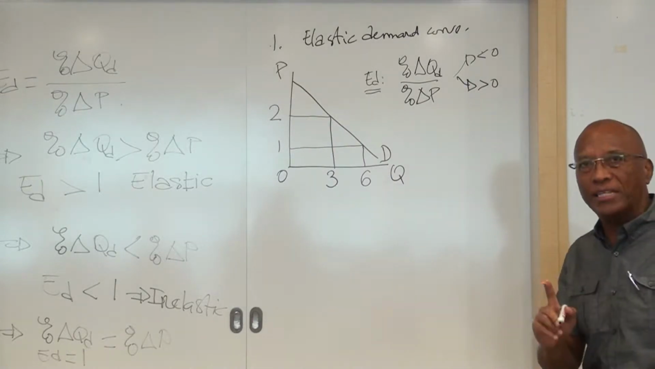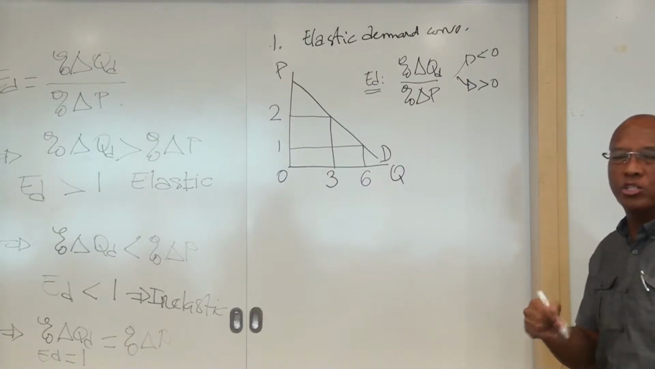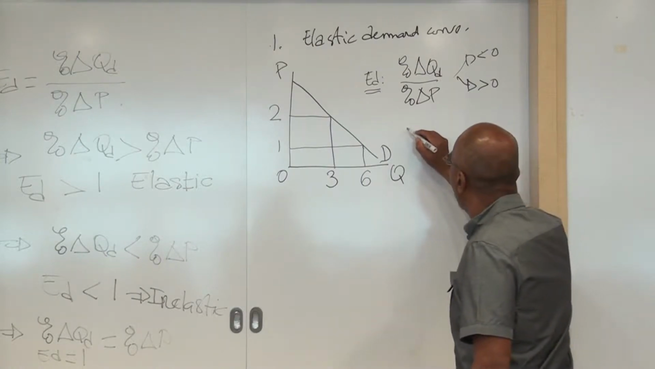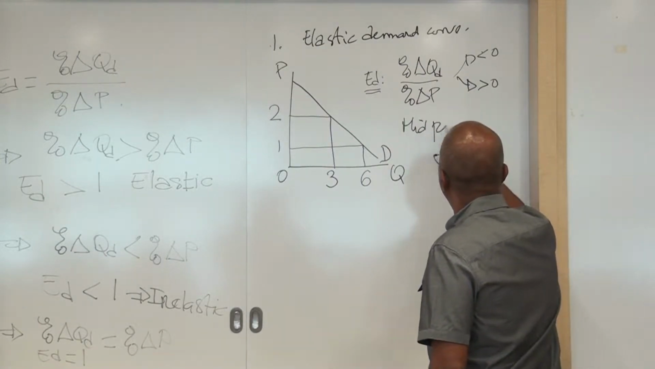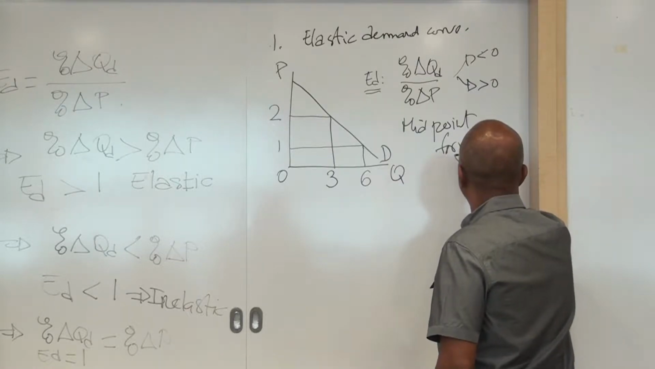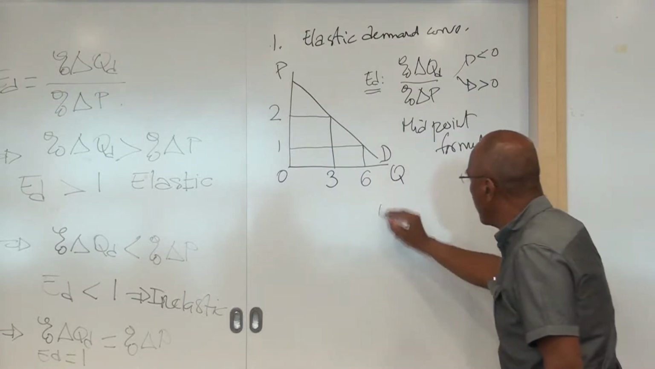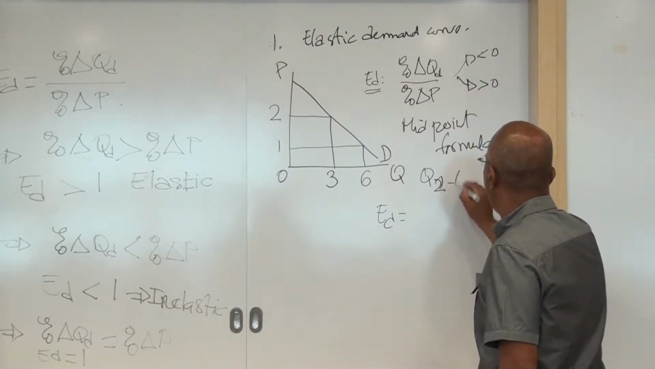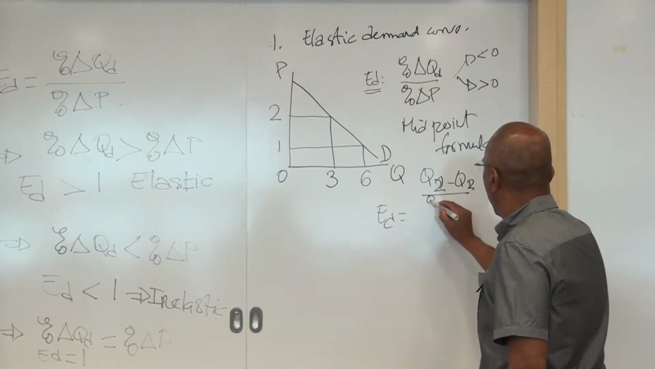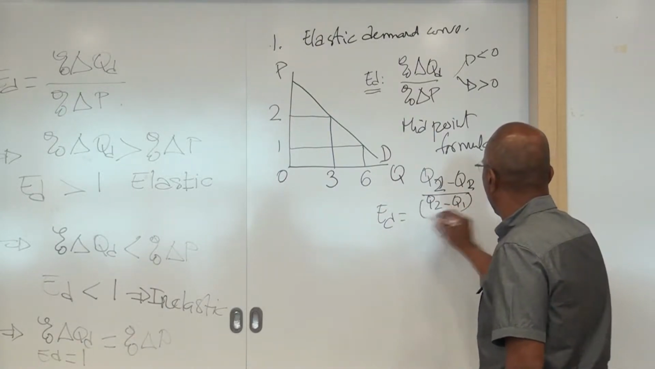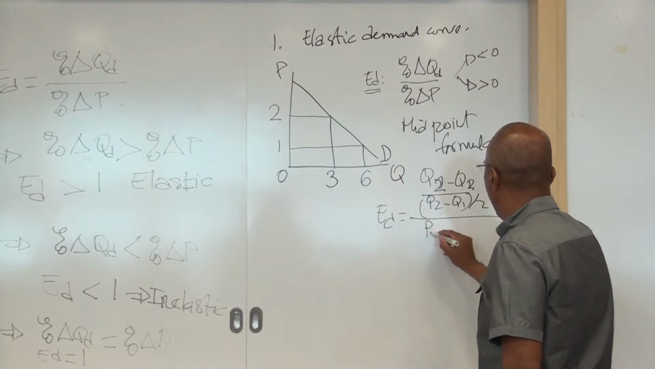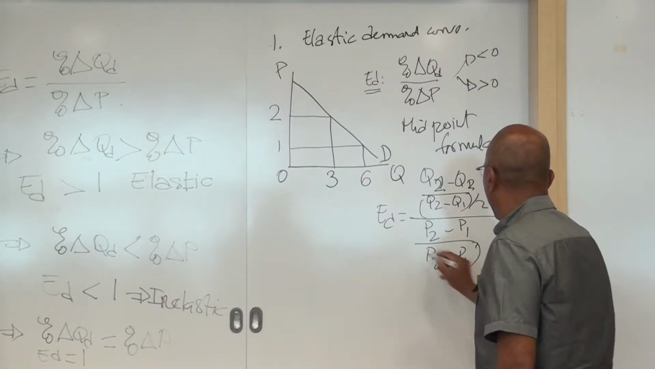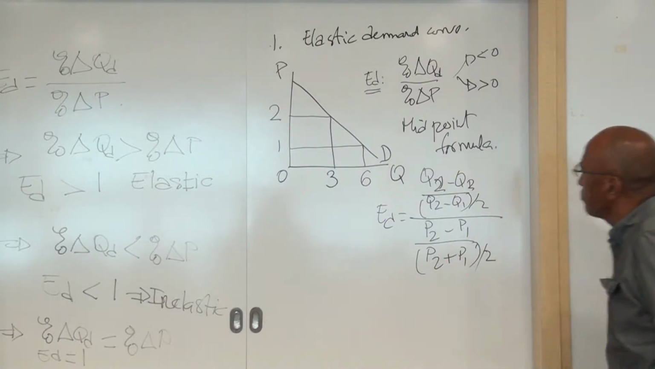In order to avoid that, we are going to use what is called the midpoint formula. The midpoint formula states that the elasticity of demand is equal to what? Q2 minus Q1 divided by Q2 plus Q1 divided by 2, divided by P2 minus P1 divided by P2 plus P1 divided by 2. All right.